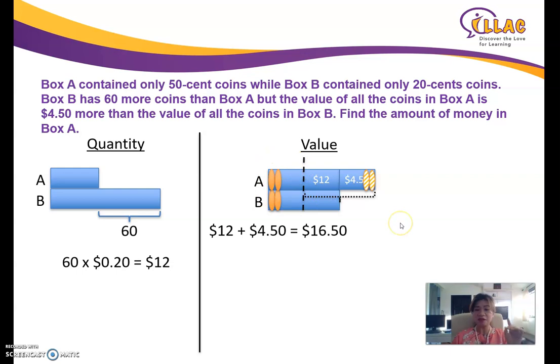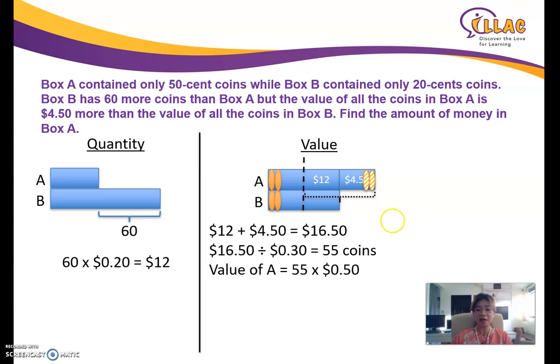You see, so 1650 is the total difference. Divide by 30 cents, I get 55 coins, which is the total number of coins in A. Okay, so the value of A will be 55 times 50 cents, and you get $27.50.